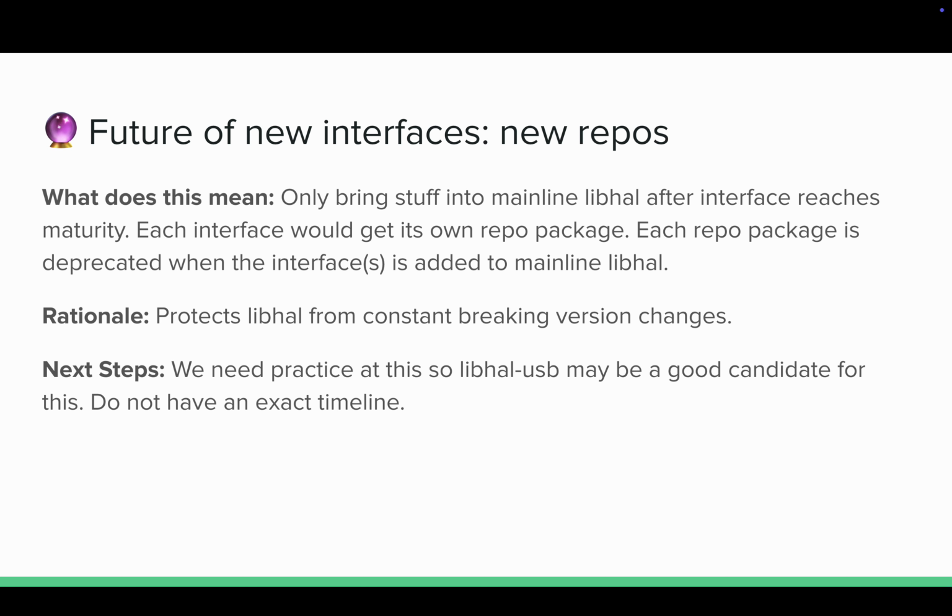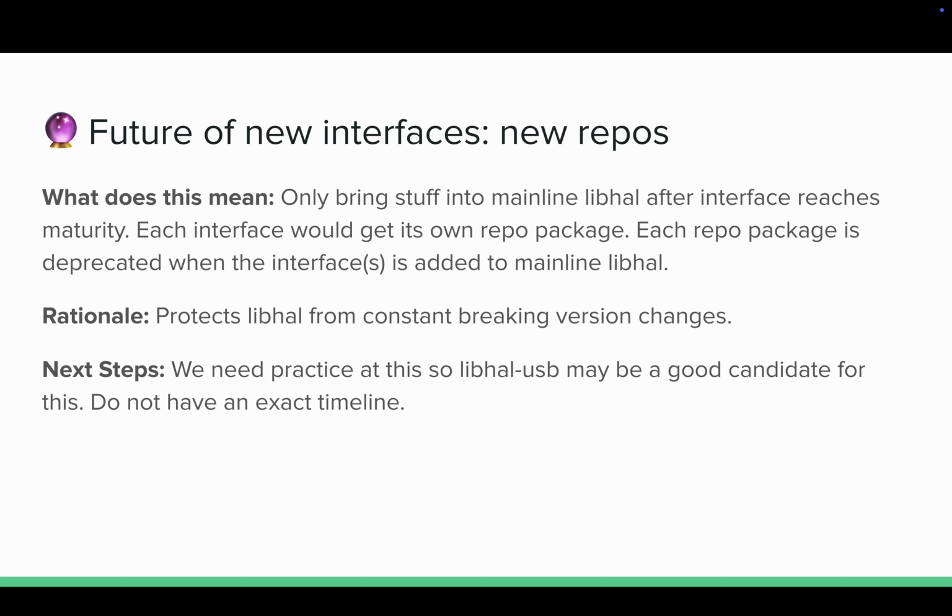I know Embedded Rust did this. They did this for CAN. Rather than just bringing it in automatically, they had it be in its own repo until it reached 1.0, and then they merged it in with the Embedded Rust. And I think that's a good idea. So this basically just protects against libhal having constant version breaks.